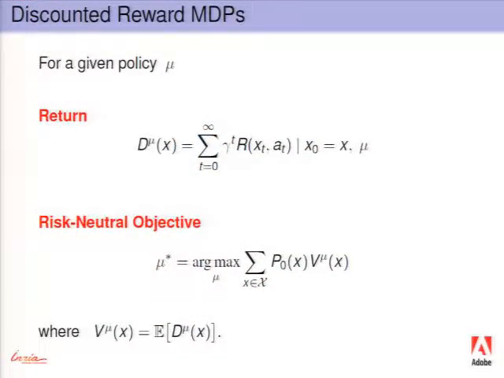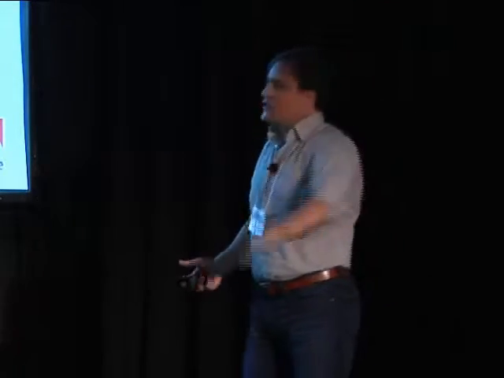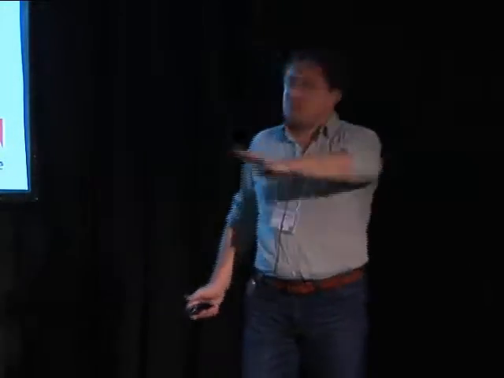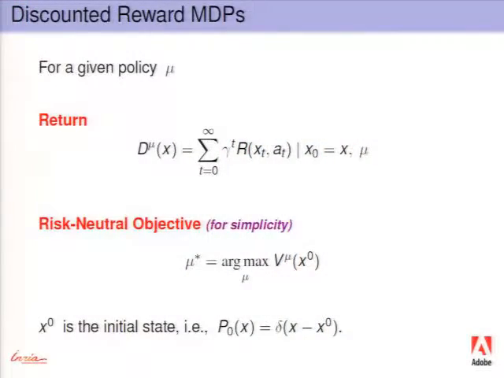Therefore, in the standard risk neutral setting, the objective is to find a strategy that maximizes the expectation of this random quantity, which we call the value function, of course weighted by the initial state of the system. For simplifying the notation, I assume that the system has only one initial state X naught, and therefore risk neutral means trying to find a policy that maximizes the value function at X naught. I want to have a footnote here that I'm using sums in this talk, but you can replace all the sums with integrals, and everything is going to go through. So we are not restricted to discrete systems here.